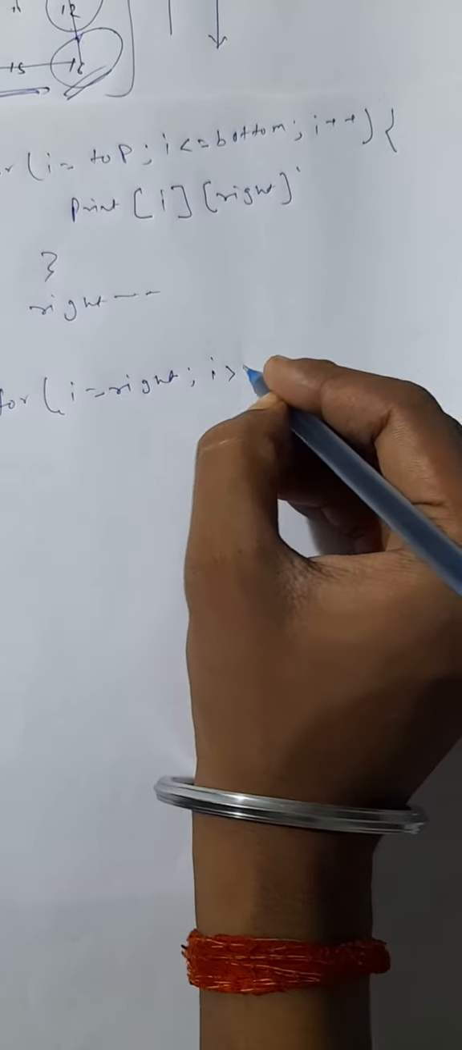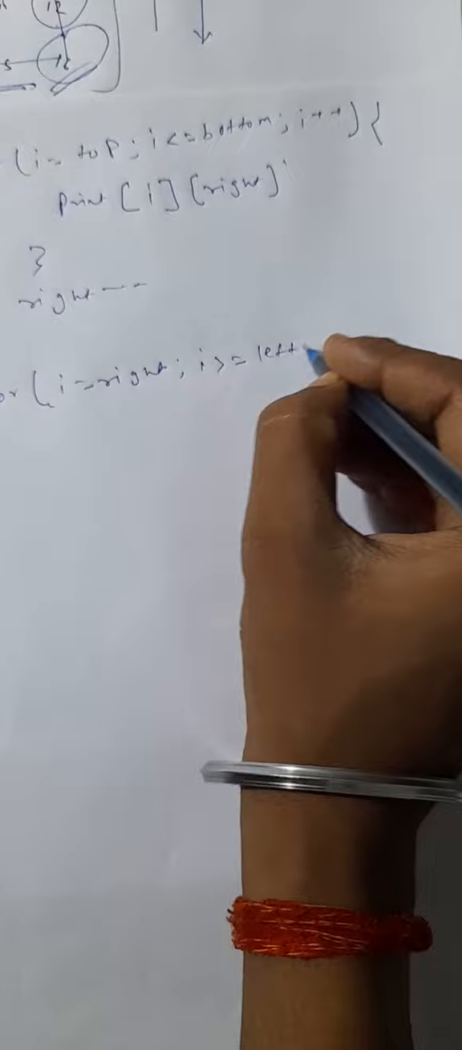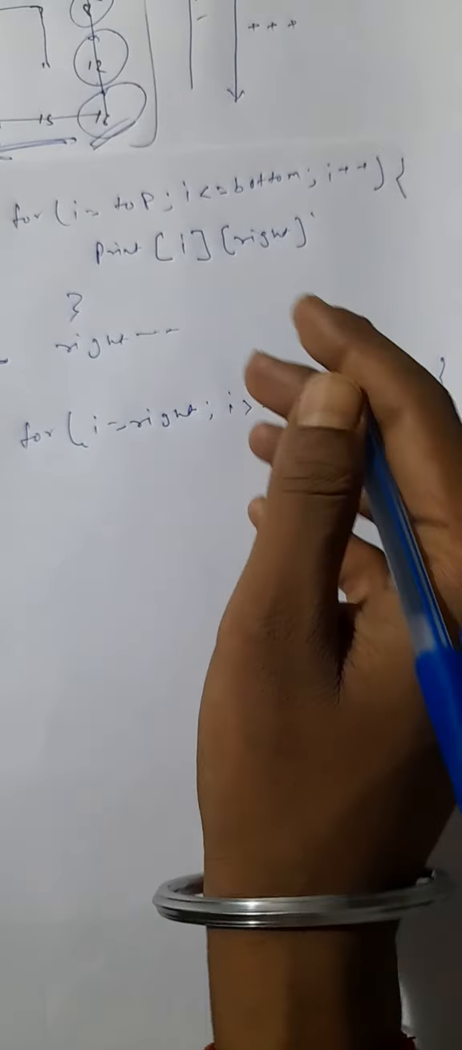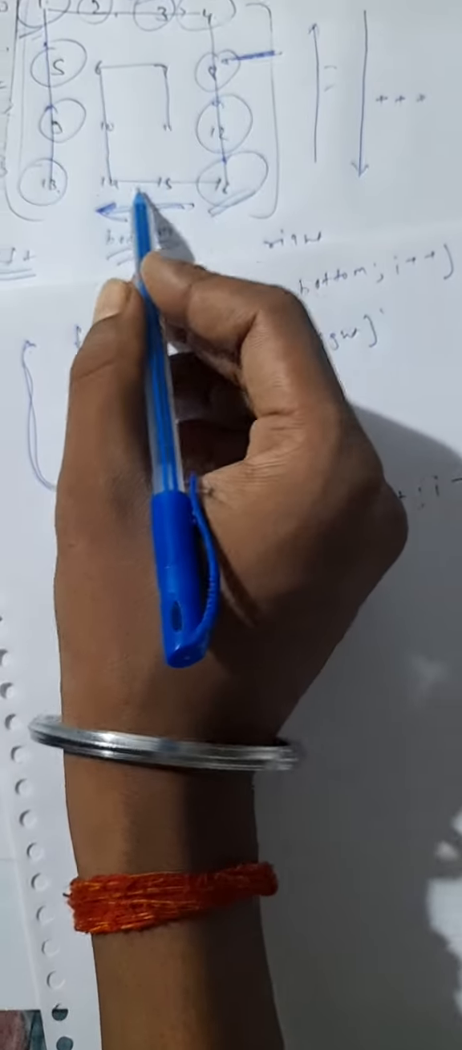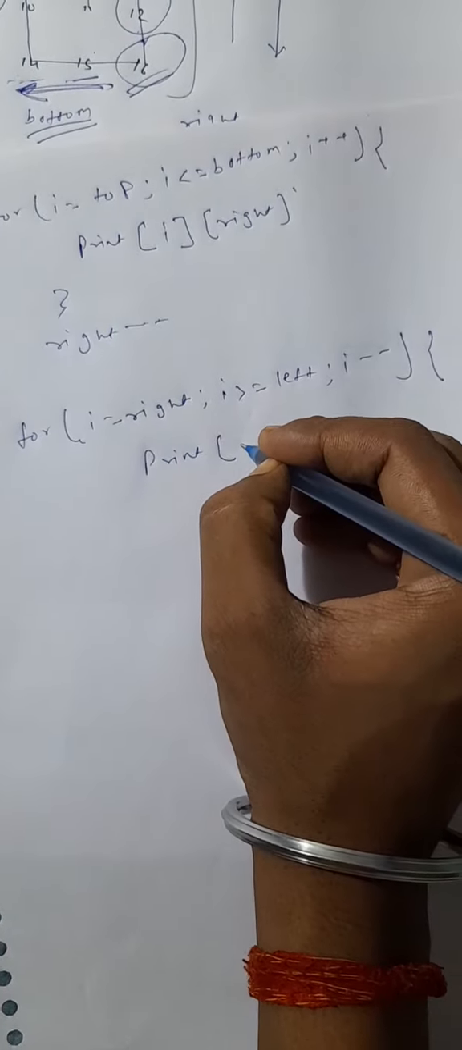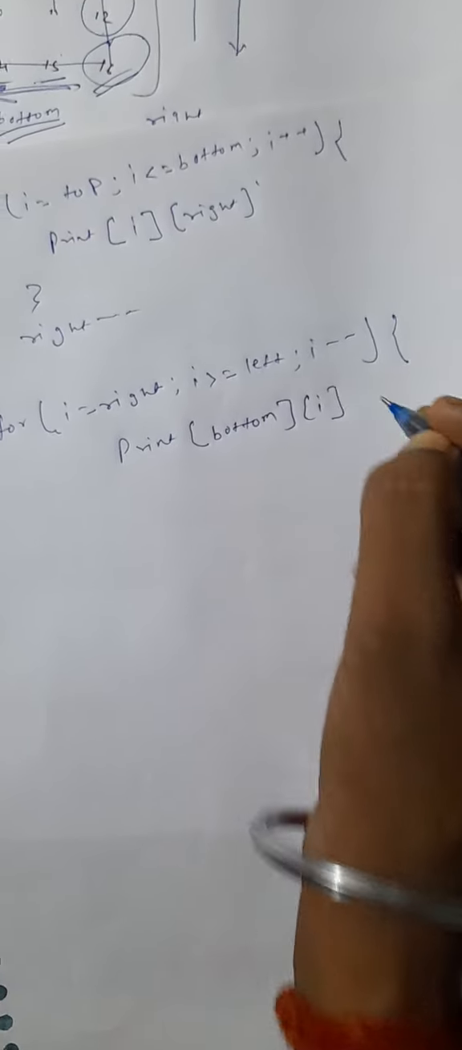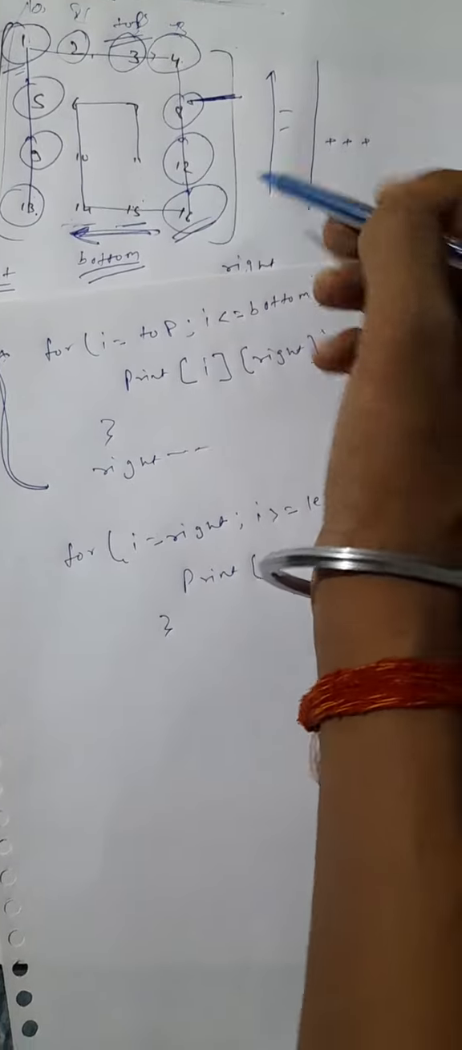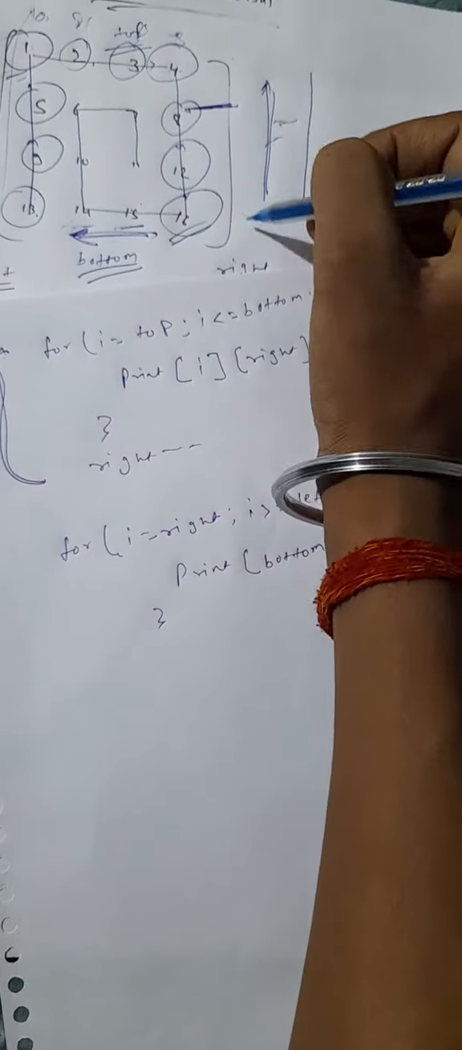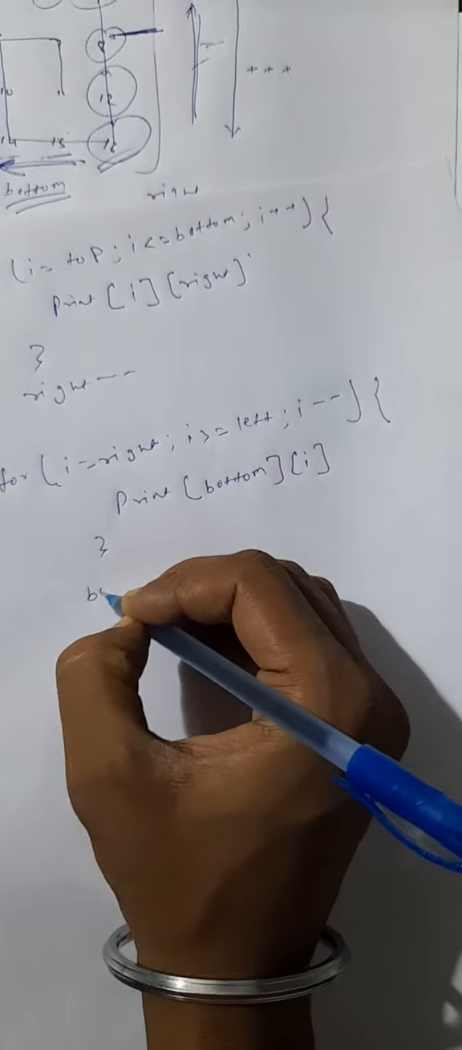right is always greater, i greater than or equal to left, and i minus minus, because when we go right to left the value decreases. Okay, and what we have to print: the row remains the same, in the last row we have to print 15 and 14. The row remains the same, that means bottom, and i is the column that changes. Okay, and what we have to do, bottom minus minus, because when we go up it decreases. So bottom minus minus.